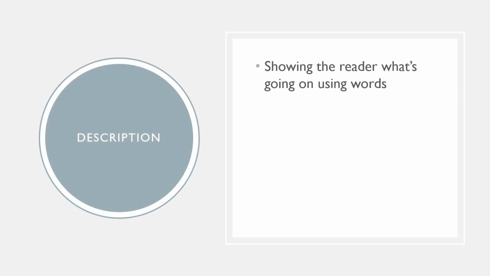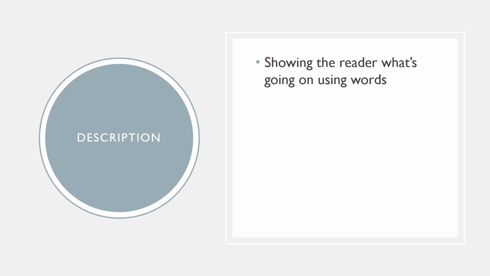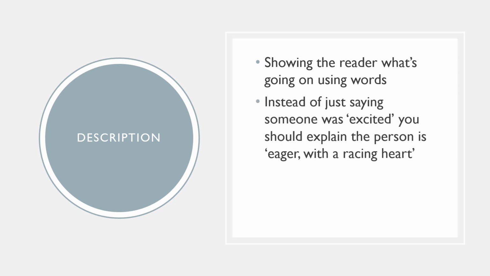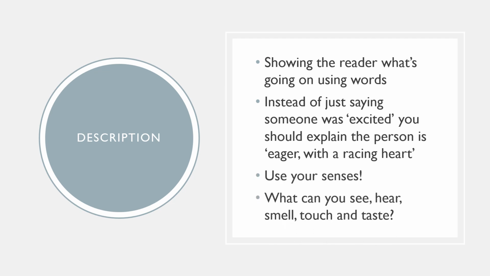Description. Showing the reader what's going on using words. Instead of just saying someone was excited, you could explain that the person is eager with a racing heart. That sounds much better than just saying they were excited. Use your senses. So what can you see, hear, smell, touch, and taste? You don't have to use all of them, but even using 3 out of the 5 will make your descriptive a lot more engaging.